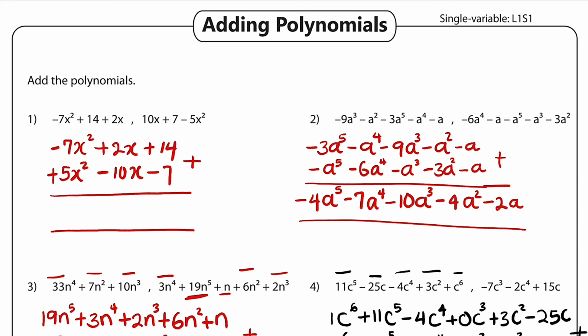Negative 7, positive 5, that will give us negative 2, x to the second power. Then 2, negative 10 is negative 8, x. Then 14 plus negative 7 will give us positive 7. Can you see the difference? All you have to do is to distribute that negative sign onto all the terms in that polynomial you wish to subtract. Then all the signs will change. If it is negative, it will turn to positive. If it is positive, it will turn to negative. Then you add and you are good to go.